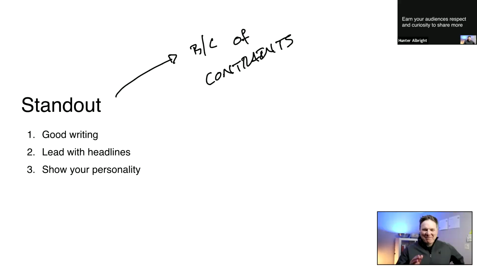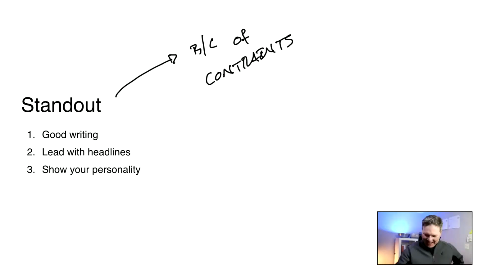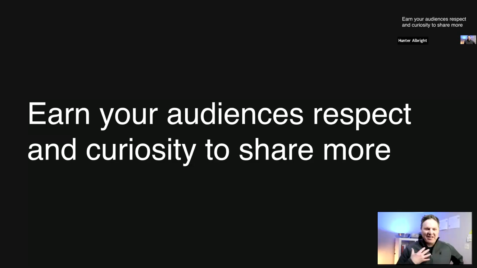Okay. So one of the key things for me that I think became really important, and we'll touch on the one-pagers, is this idea of you need to earn your audience's respect and their curiosity to share more details. So if you think about everything you're communicating, you want to communicate your headlines and be really respectful and appreciative of who you're talking to, share enough to get your message across, and then let them bring you in more.